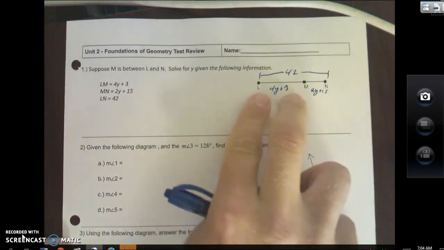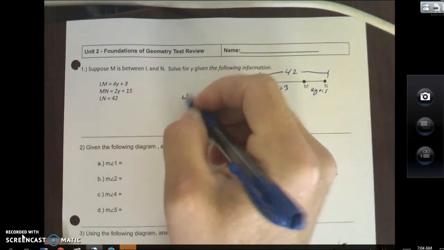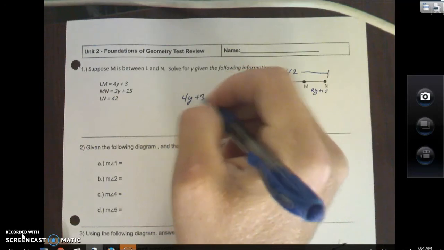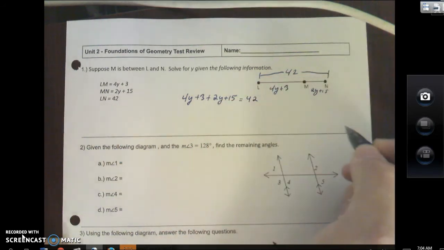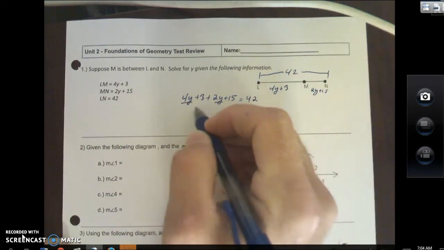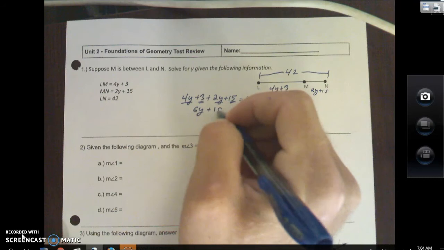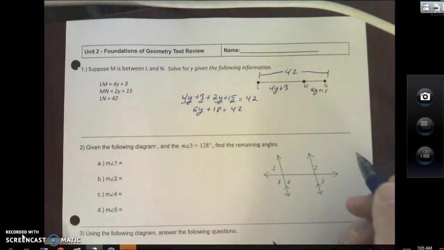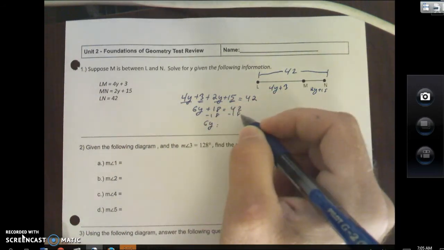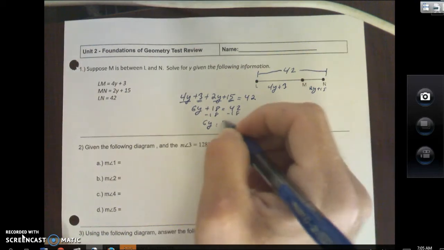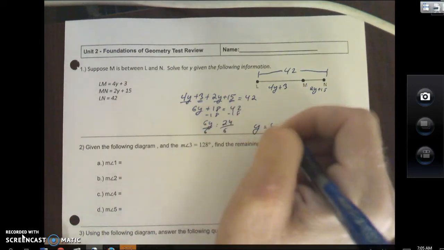Okay. Small part plus small part equals big part. So we're going to make an equation up. 4y plus 3 plus 2y plus 15 equals 42. Combine like terms. I've got a 4y and 2y, which is 6y. I've got a 3 and 15, which gives me 18. If I subtract 18 from both sides, I get 6y equals 24. You can use a calculator if you need to. Divide both sides by 6, y equals 4.